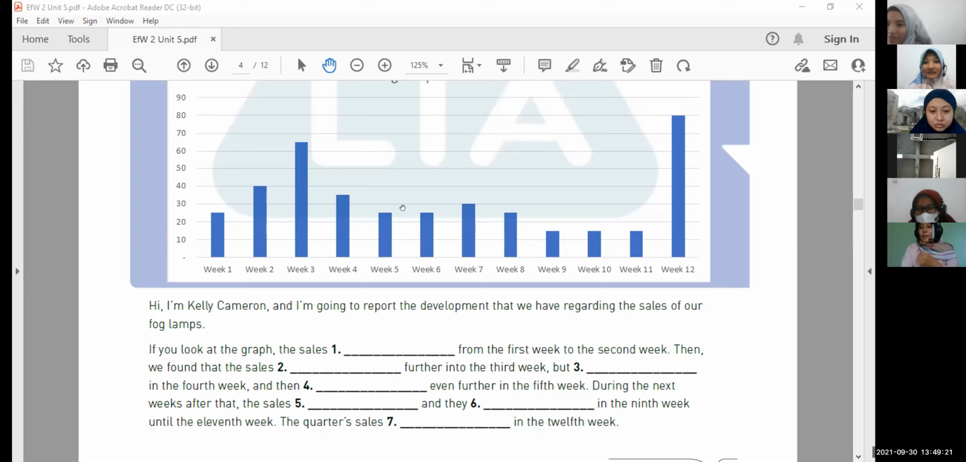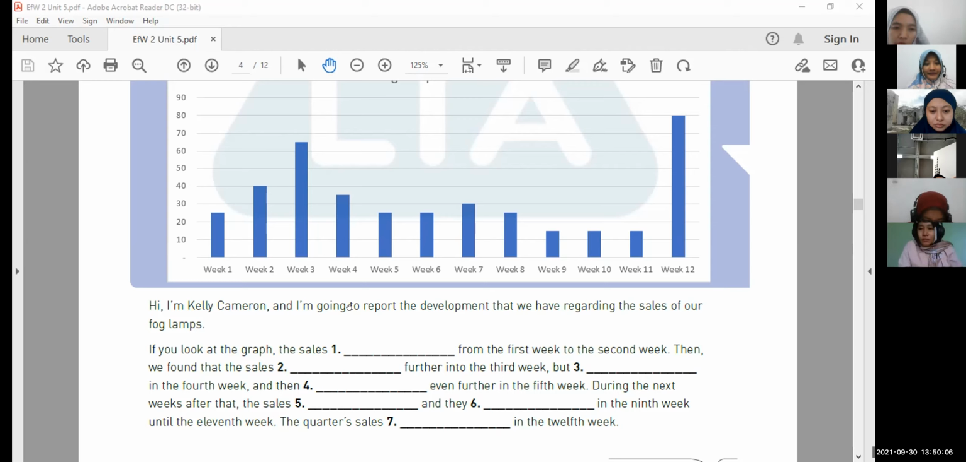Okay. So let's discuss. There are only 7 numbers, right? The fog lamp sales by Kelly Cameron. So I guess I will start from room 3. Room 3 is Miss Via and Miss Putri. Please answer number 1 and number 2. You can take turns. So what is your answer there? You can read the sentence first, Miss Putri.